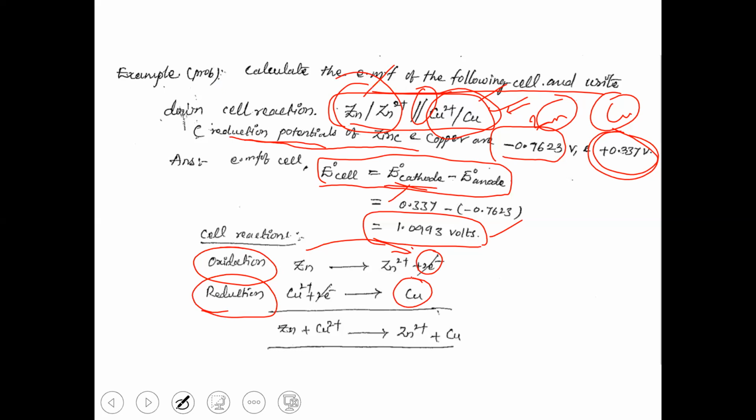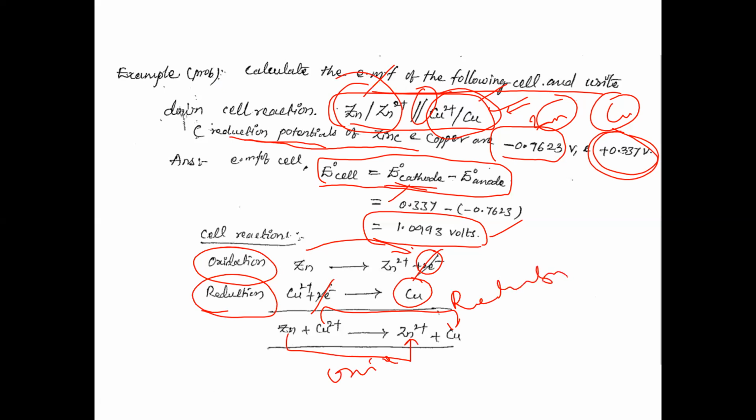Then what is the net reaction? The 2 electrons cancel. The net reaction is zinc plus copper 2 plus ion giving zinc 2 plus ion plus Cu. Zinc is converted to zinc 2 plus, which is oxidation, and copper 2 plus is converted to copper, which is reduction. This way you can easily find the E cell or EMF of any cell when you know the reduction potentials of the different electrodes. So this is about EMF, the electromotive force. It is just the potential difference between the cathode and anode.